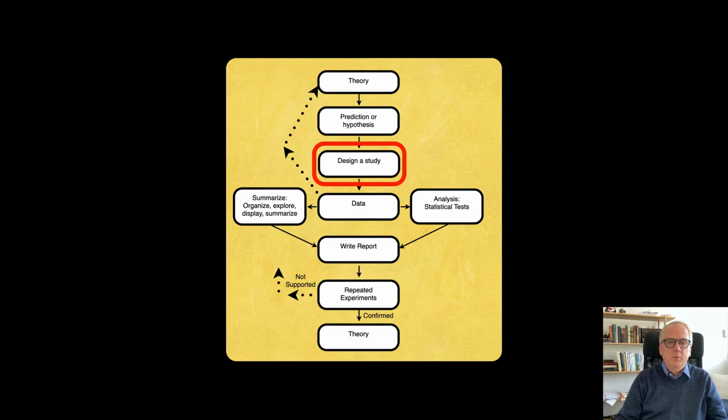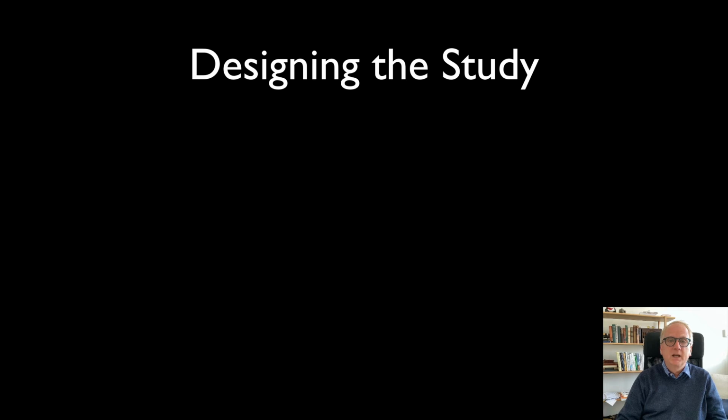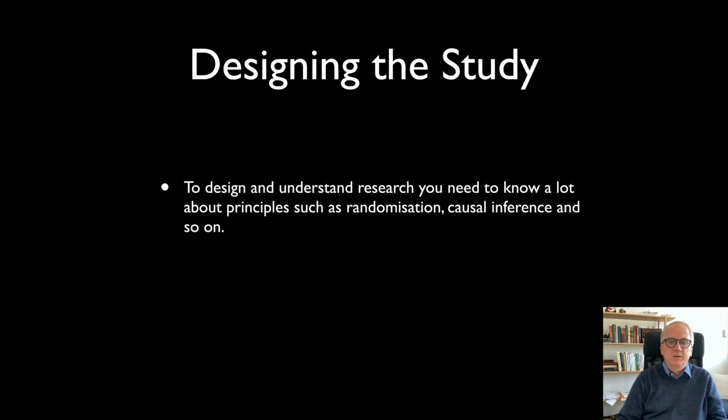I mention it at this point of the course because we're really still back here at designing a study. As we design our studies and figure out what our independent and dependent variables are, another important aspect of designing a study is our consideration of ethics, so what the ethical guidelines are. I think of this as, to design and understand research, you need to know a lot, of course, about these principles such as randomization, causal inference, and so on.